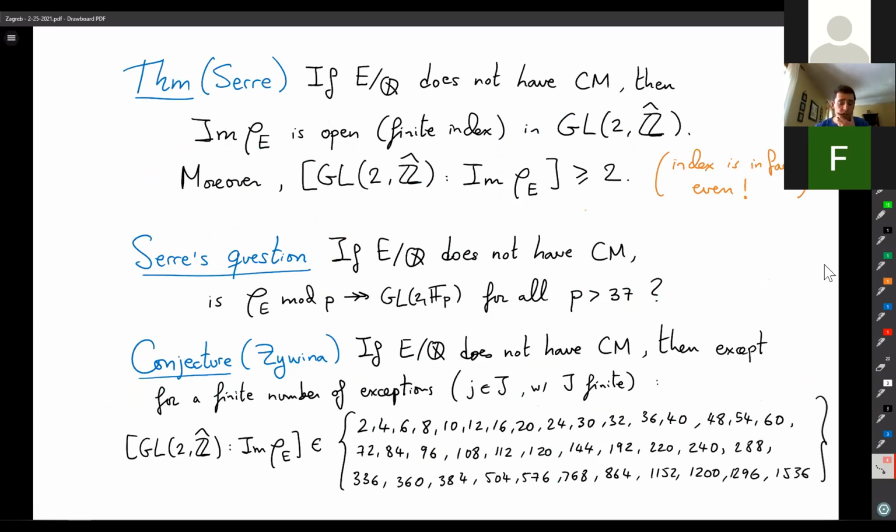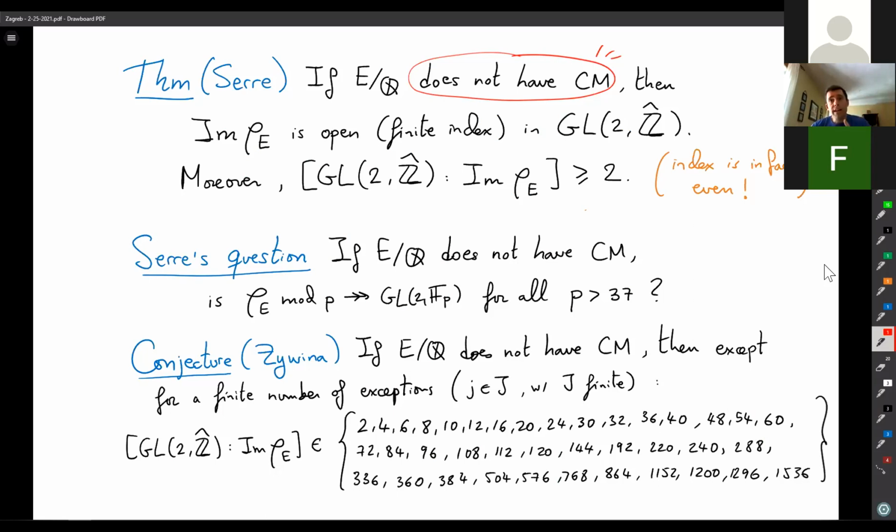First of all, Serre proved that if the elliptic curve is over Q, actually he proves it over number fields, but over Q, if there is no CM, then the image of rho is open, of finite index in GL2 Z hat. So this tells you that the image is always very large. GL2 Z hat is enormous, so the fact that the image is open in there means there's a giant image inside.